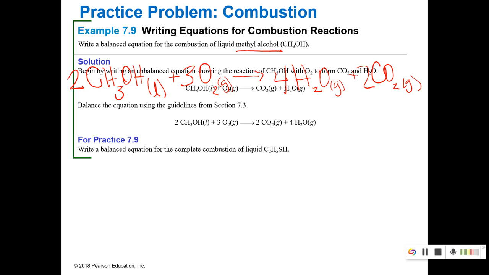Let's do another one. Oh, this one has S instead of O. We're not actually going to do that one. There won't be any like that on the test. All of yours will only have carbon, hydrogen, and oxygen.